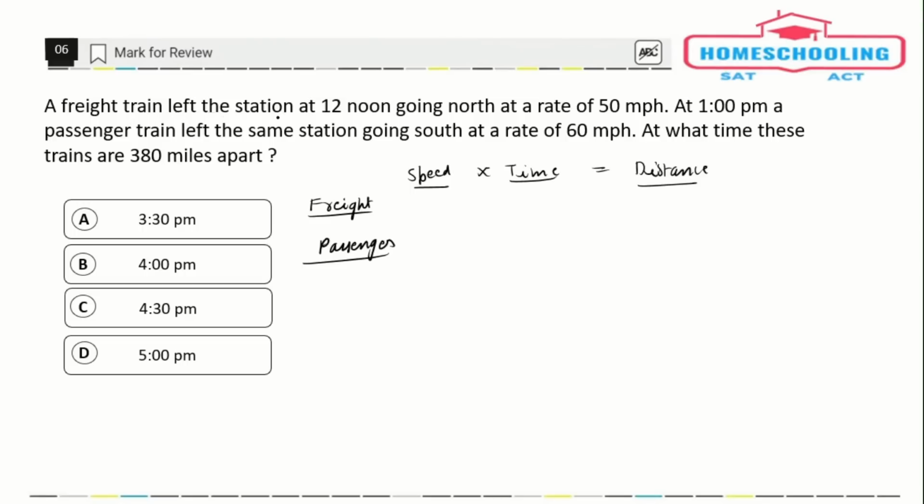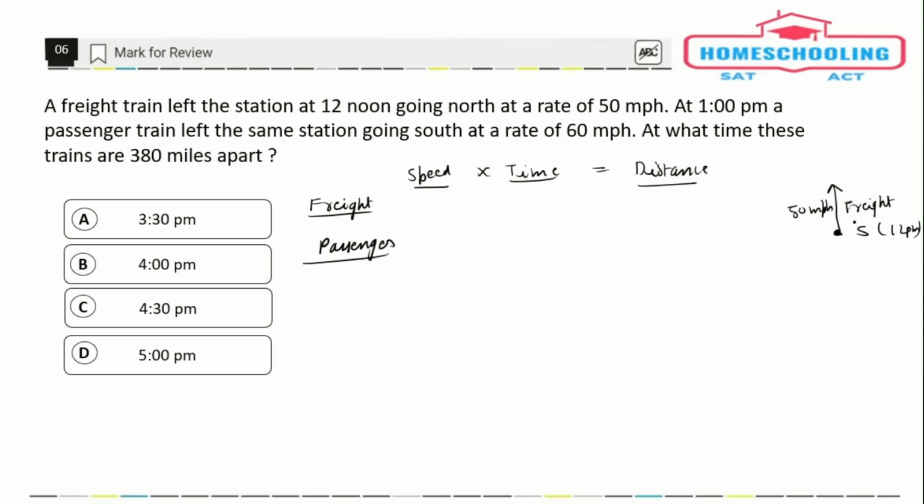A freight train left the station at 12 noon. So let's say this is your station S and this is 12 noon, that is 12 p.m. He is going north. North is in this direction. This is your freight train which carries goods at a speed of 50 miles per hour.